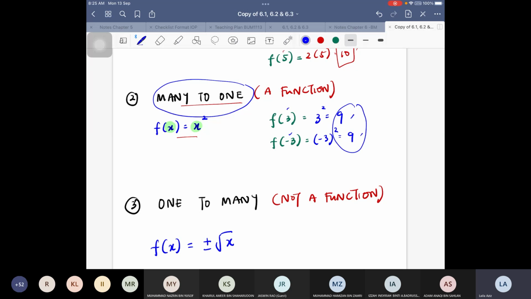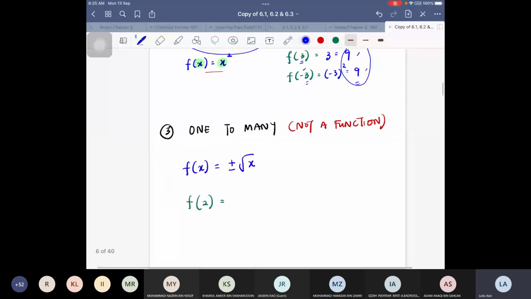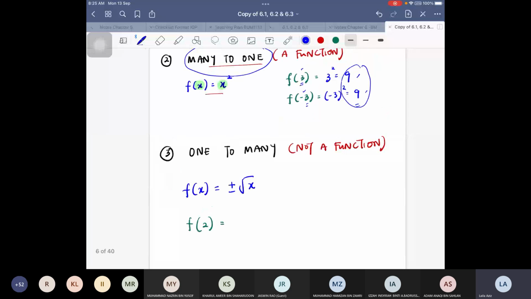Okay, many tu sebab ni. So nilai yang berbeza boleh menghasilkan output yang sama. And then contoh yang terakhir, tapi contoh yang terakhir ni dia bukan function. So nama dia adalah one to many. Kenapa dia bukan function? Sebab dia boleh menghasilkan satu input, boleh menghasilkan lebih daripada satu output.